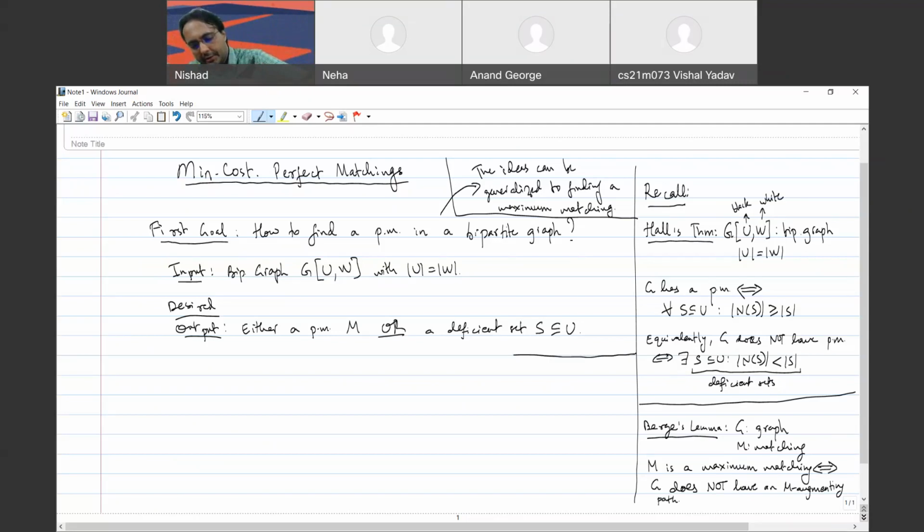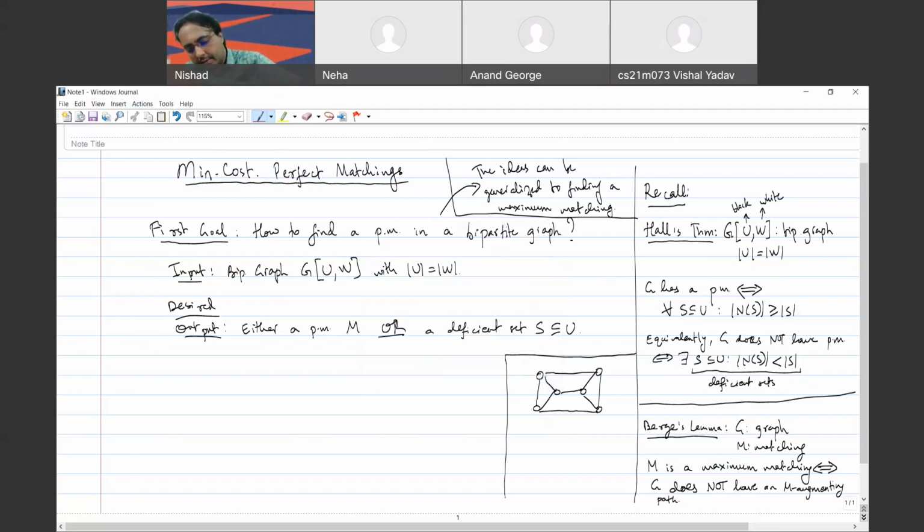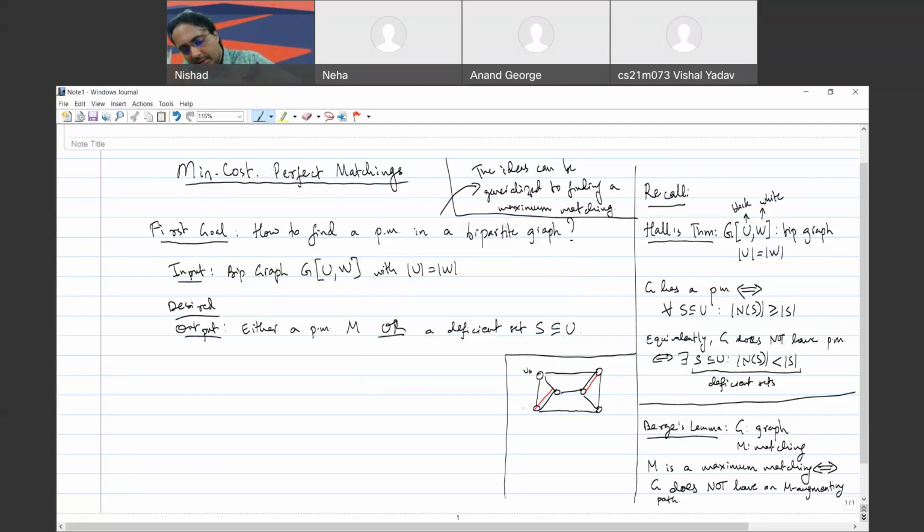Let's do a quick example to recall the definition. So let's say this is your graph, and let's say I change the color. So let's say this is a particular matching. Is this maximum? No. Okay. So let me just call the vertices V0, V1, V2, V3, V4, and V5. And what is an M-augmenting path here? If it is not a maximum matching, you need to give me an M-augmenting path.